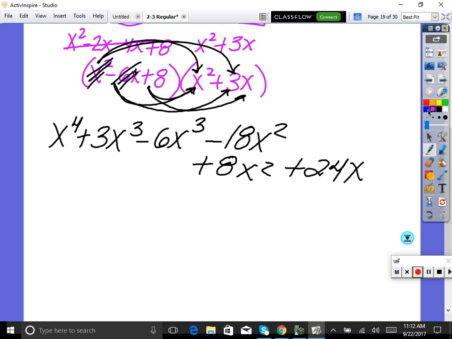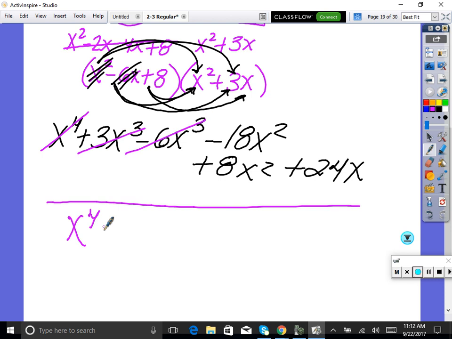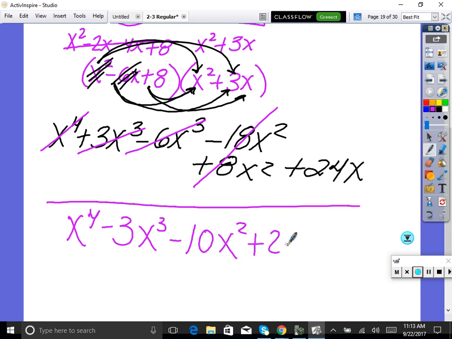And then we're going to combine like terms and we're there. Add straight down here. x to the 4th. 3x cubed minus 6x cubed is negative 3x cubed. And then minus 10x squared. Very good. And then plus 24x. So we just were working backwards.